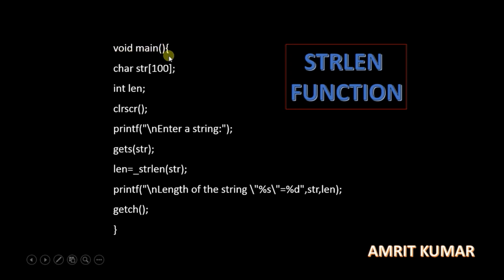You can see here, this is the main function and this is the open curly braces. After the opening of this main function, I am creating a str array which is actually of size 100. Its indexing will start from 0 to 99, and this str is of type character.